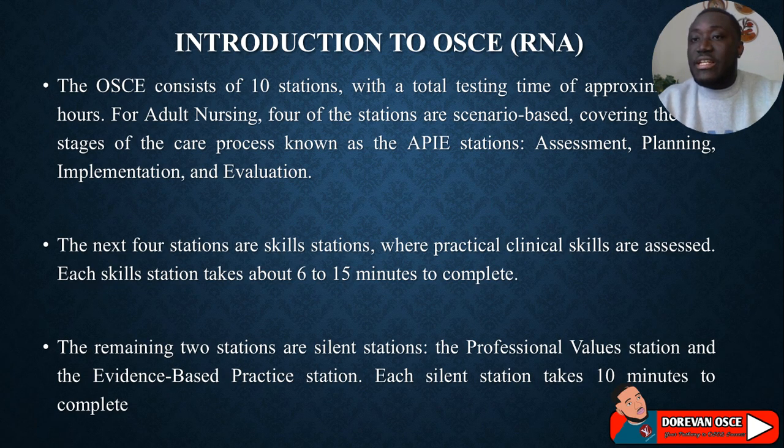The next 4 stations deal with clinical skills. So we call them the clinical skill stations, where practical clinical skills are assessed. Each station takes about 6 to 15 minutes to complete in the clinical skill station. The remaining 2 stations are silent stations. That is the professional value station and the evidence-based station. And these are silent stations that take 10 minutes to complete.